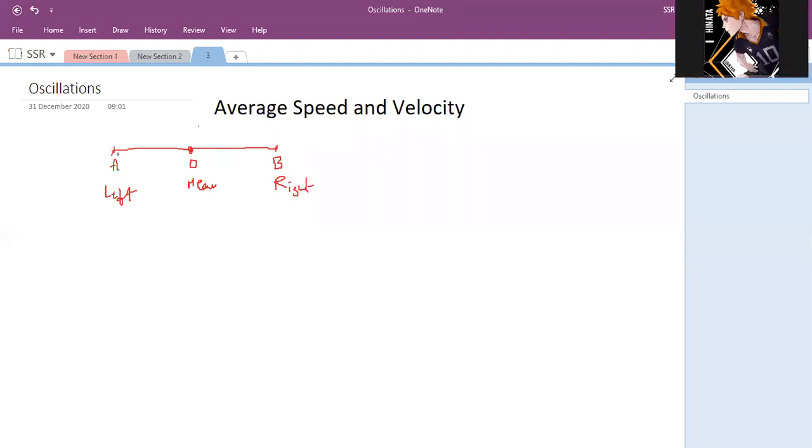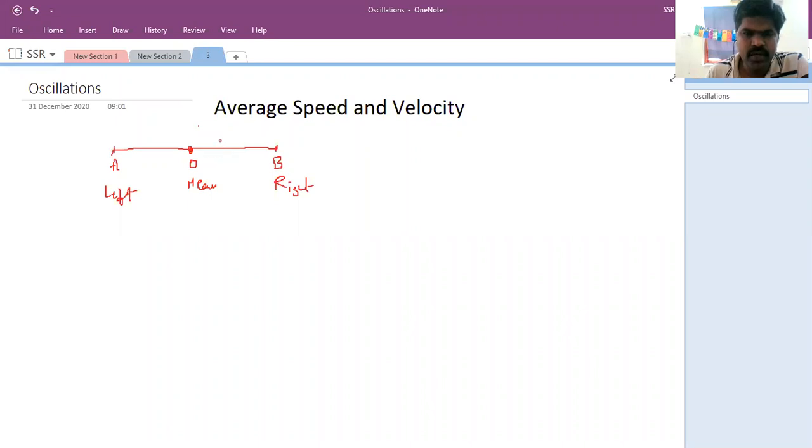Now, what is the distance of the right extreme from the mean position? We know already: amplitude, capital A. Left extreme also amplitude, capital A. Now the first property I am discussing, average speed.